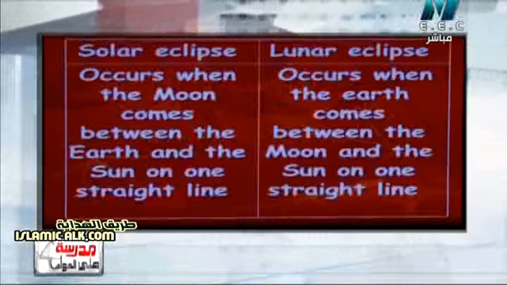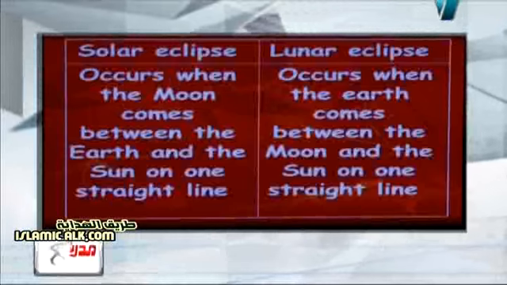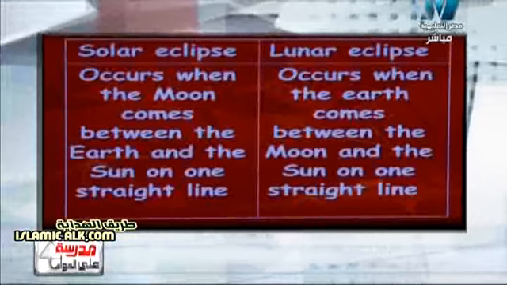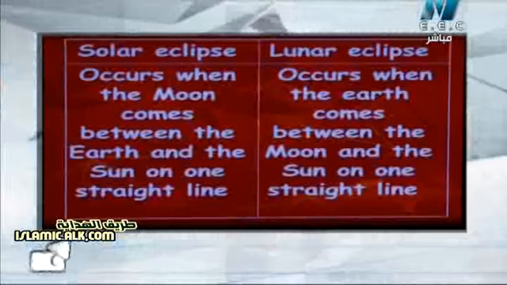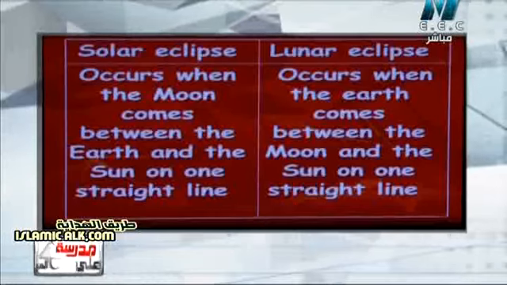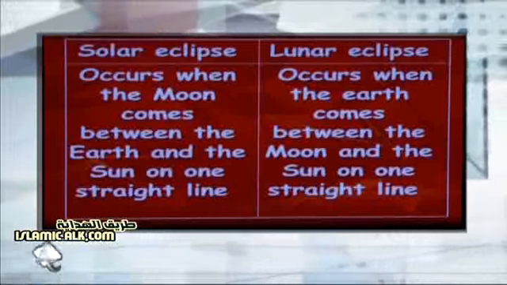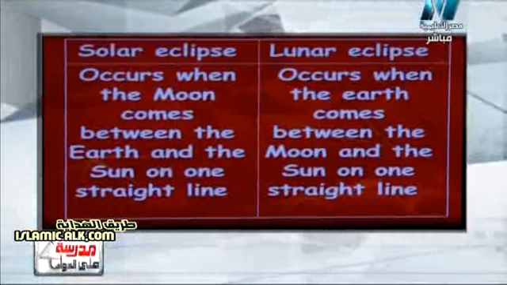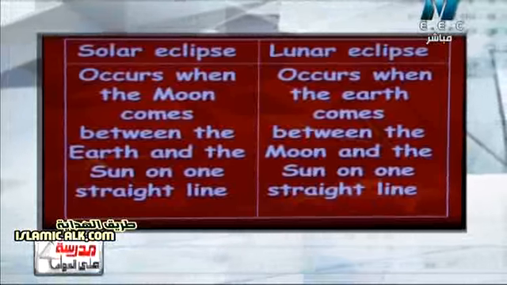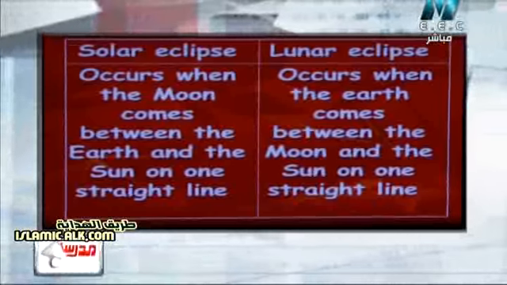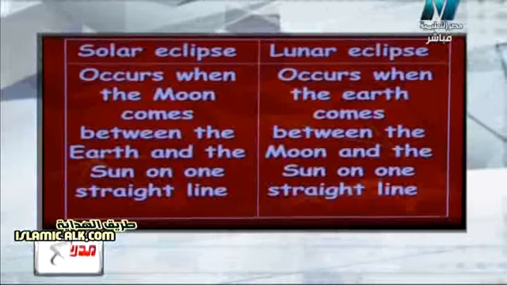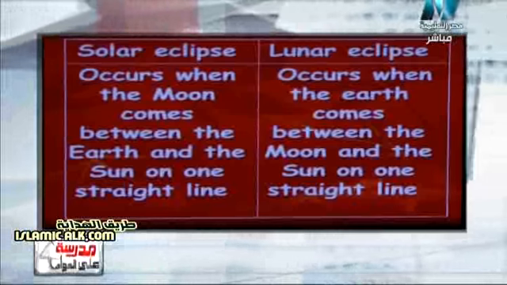So a solar eclipse occurs when the moon comes between the earth and the sun on one straight line. Again, a solar eclipse occurs when the moon comes between the earth and the sun on one straight line. So what about lunar eclipse? It occurs when the earth comes between the moon and the sun. So here is the middle body, the main difference between the two. The middle body in solar eclipse is the moon. The middle body in lunar eclipse is the earth.